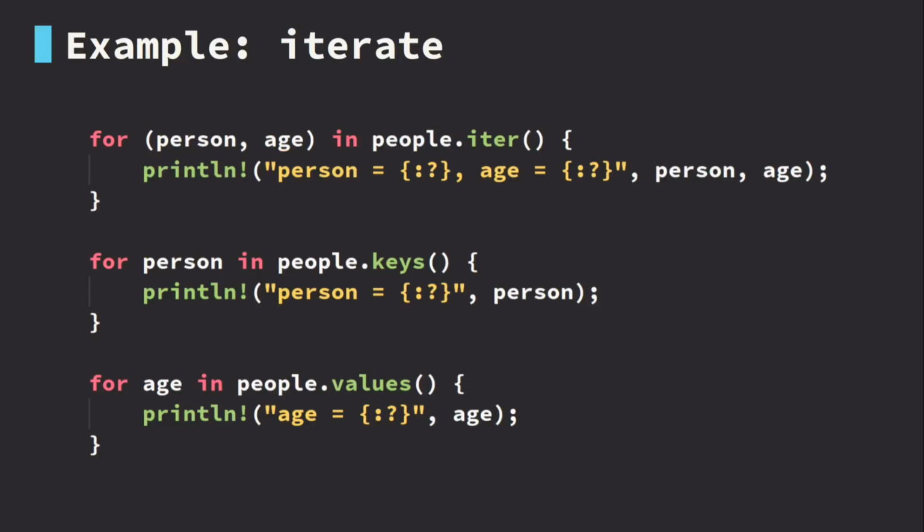We can then print out each person and their age that's present within the hash map. In this second loop, we are just looking at the keys. So if we do the .keys method on the hash map, we'll just get the keys. In this case, it's just a person's name. So we can print out each person within the hash map. And finally, we're just iterating through the values, which are the ages. So we can go through each age in the hash map and print out just the age.